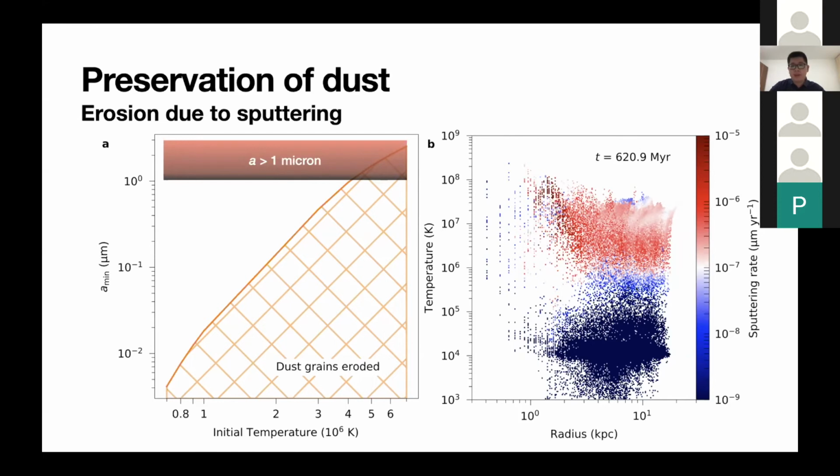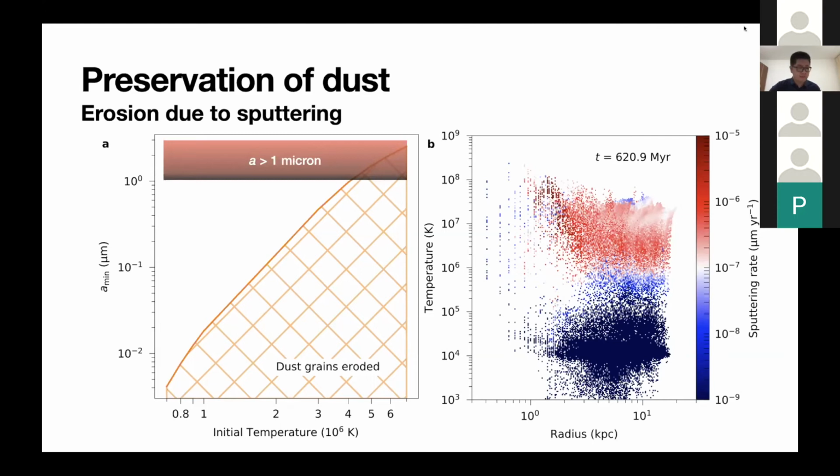And if you compare the dust sputtering rate on the right, you'll see that the blue color here represents sputtering rate less than 10 to the minus 7 micron per year. So that means, for dust size around 1 micron, it takes 10 million years for the dust to be sputtered, but the gas will usually cool. The warm outflows will usually cool before that happens.